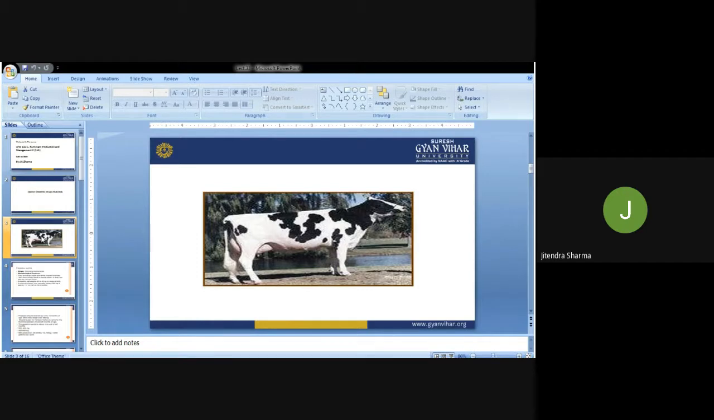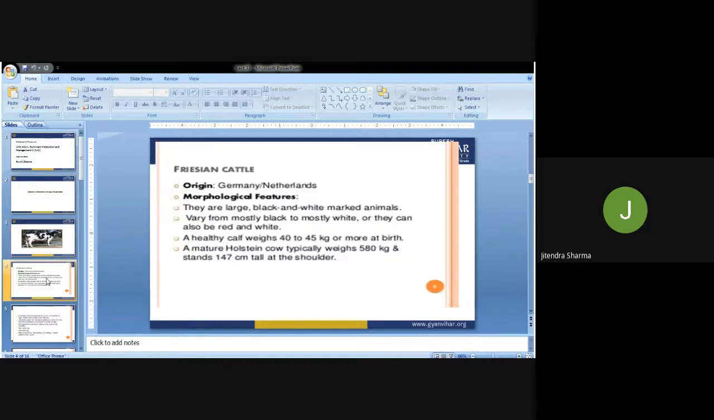This breed is very popular and found all over the country. The Friesian cattle originated in Germany and the Netherlands. Morphological features: they are large black and white marked animals, varying from mostly black to mostly white, or they can also be red and white. Healthy calves weigh 40 to 50 kg, 45 kg or more at birth. A mature Holstein cow typically weighs about 600 to 700 kg, and they are 147 cm tall. There is no hump in these cattle.